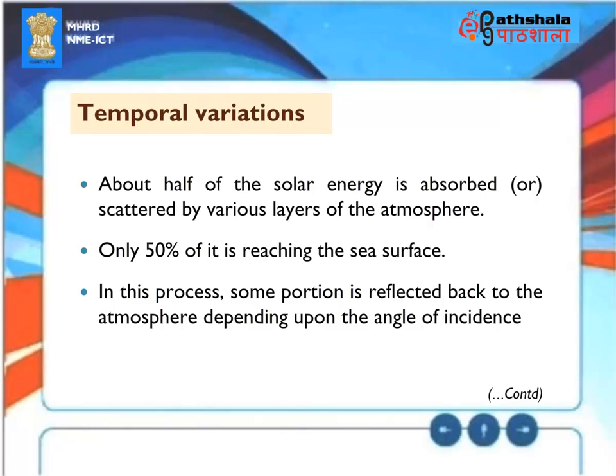Temporal variations. About half of the solar energy is absorbed or scattered by various layers of the atmosphere. Only 50% of it is reaching the sea surface. In this process, some portion is reflected back to the atmosphere depending upon the angle of incidence.